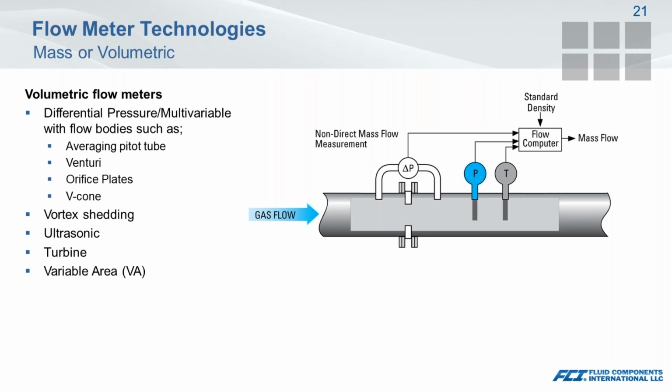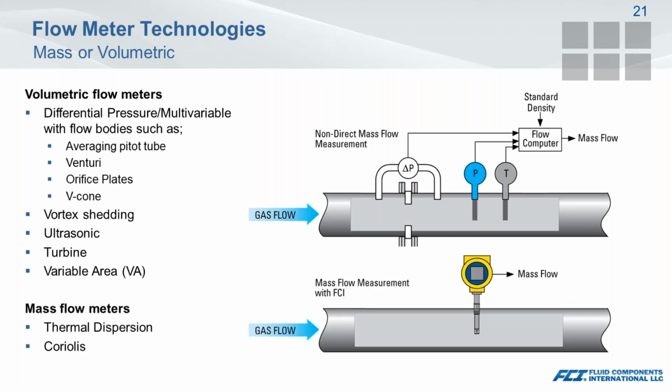With this temperature pressure compensation at standard density, all of that information can be computed into a mass flow reading, but inherently they are volumetric devices. So when you look at mass flow meters, thermal dispersion and Coriolis recognize that, because the way the sensor technology works, there's no need for that additional pressure temperature compensation to give us that mass flow output.